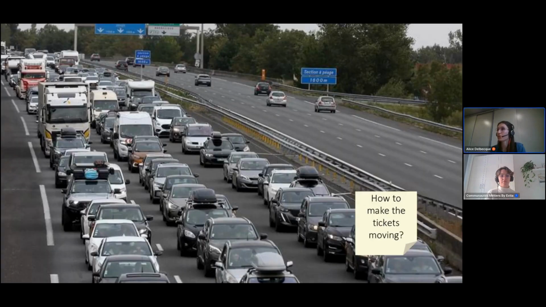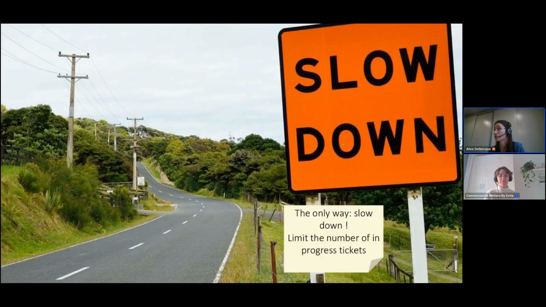So in the end, we are completely stuck and we are like on the left part of this picture, in the traffic jam, which is really not the aim of Kanban. Kanban is really to be able to be faster, like on the right part of the picture. And so now we can ask ourselves how to make the tickets move. There is only one single solution to that. We have to slow down.